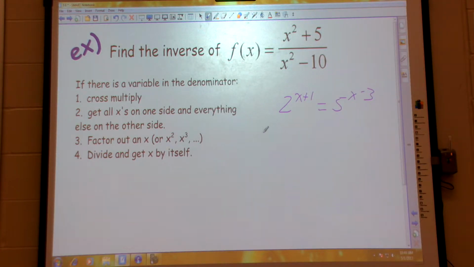Exactly these type of problems. Log on both sides. Then you power down. Then you get everything with an x on one side, everything without an x on the other side. Then you factor out an x. Then you divide. Exact same thing. Does that ring a bell now? Yeah. It should. You cannot forget things and move on.